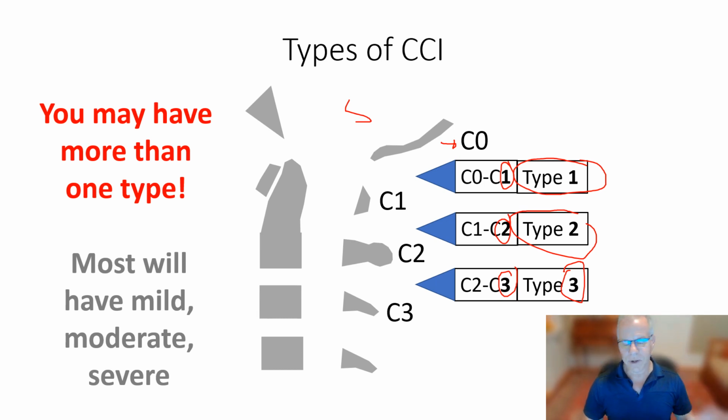Now, you can have more than one type of instability. For instance, we'll see a type 2B side-to-side 1-2 instability in a lot of patients that have a type 3 anterior-posterior, so a type 3A instability. And you're going to have mild, moderate, severe amounts of extra motion that may or may not correlate with the patient's symptoms.